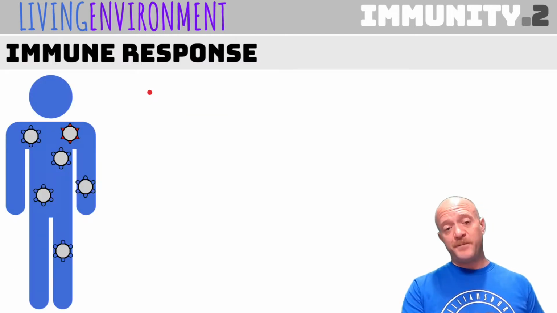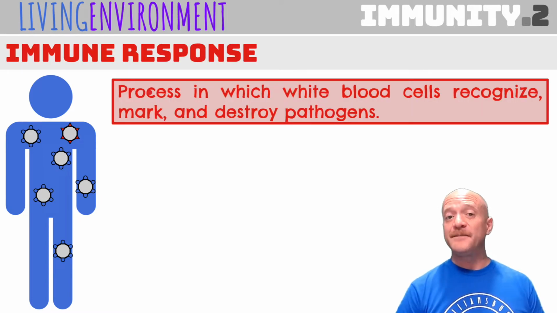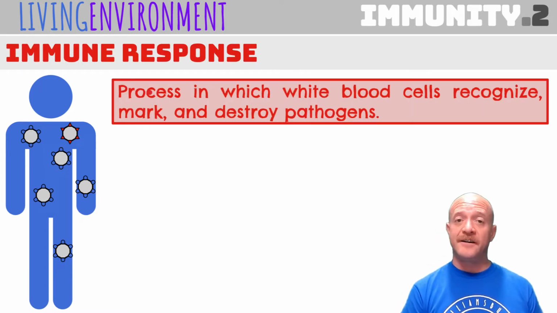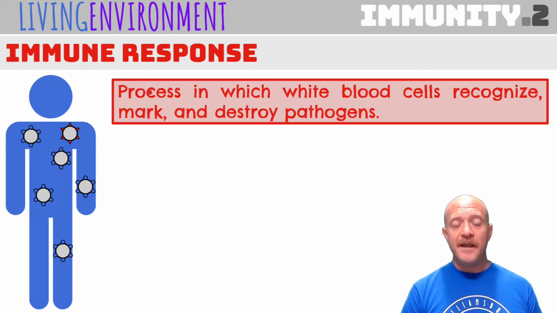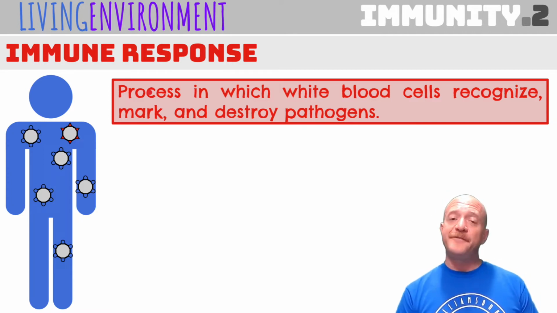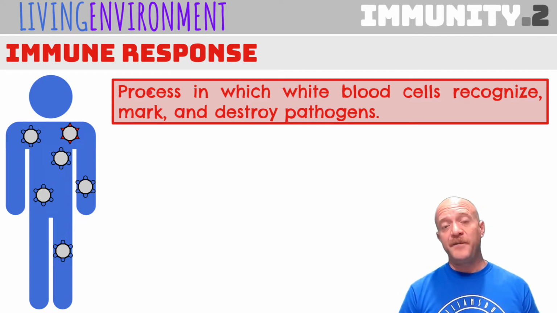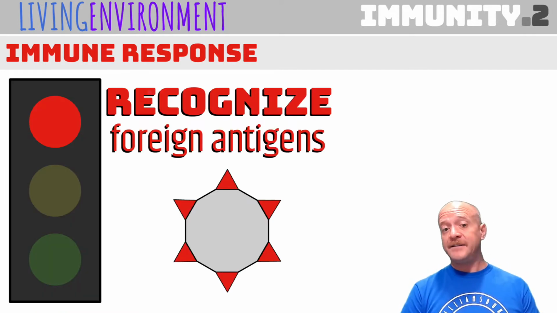So the immune response is something a little bit different. It is the process in which white blood cells recognize, mark, and destroy pathogens. There are different types of white blood cells. You do not have to specify the types of white blood cells, but different types of white blood cells will carry out different parts of this response. So again, there are 3 different stages. We will first recognize, we will mark, and then we will destroy.